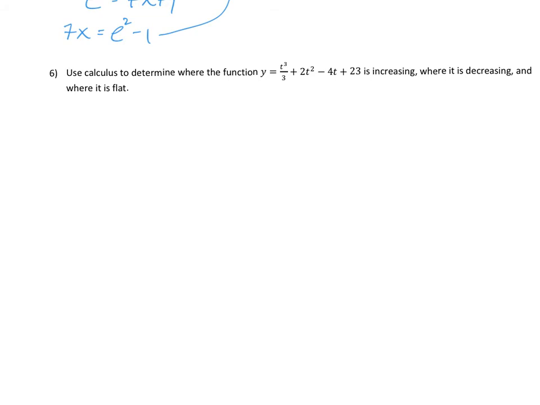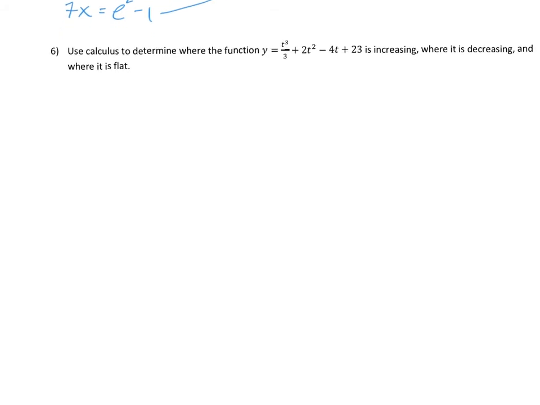Okay, now we're going to use calculus to determine where a function is increasing, decreasing, and flat, flat meaning horizontal tangent line. Okay, so increasing happens when a derivative is positive, so y prime positive. A function is decreasing when its derivative is negative, and flat when its derivative is 0.